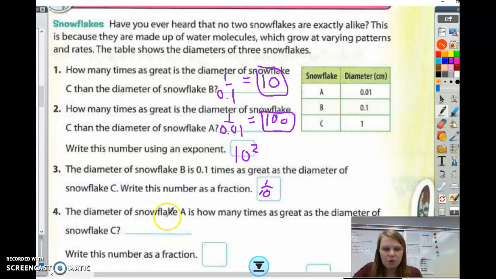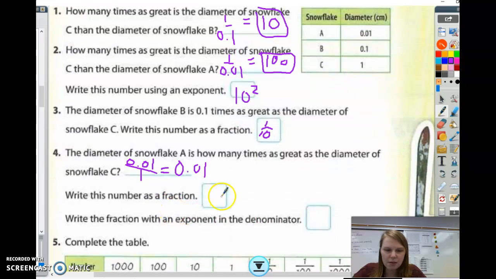It says here the diameter of snowflake A is how many times as great as the diameter of snowflake C. A is how many times as great as C. Okay, so I guess we would be doing 0.01 divided by 1. When we plug that into our calculator, we just get 0.01, right? Anything divided by 1 is the same, it doesn't change the value of the number. I guess that's our answer.